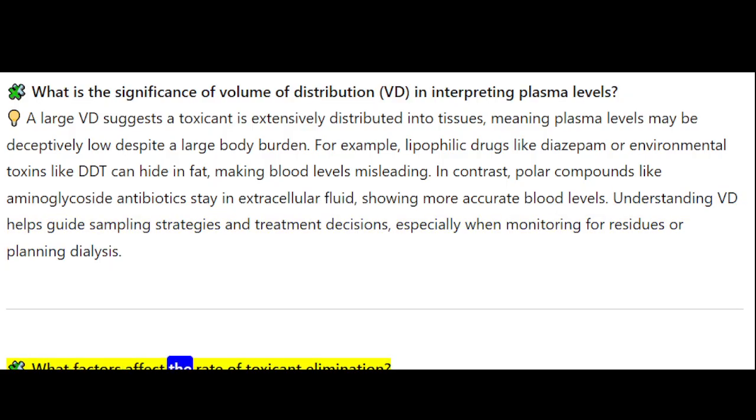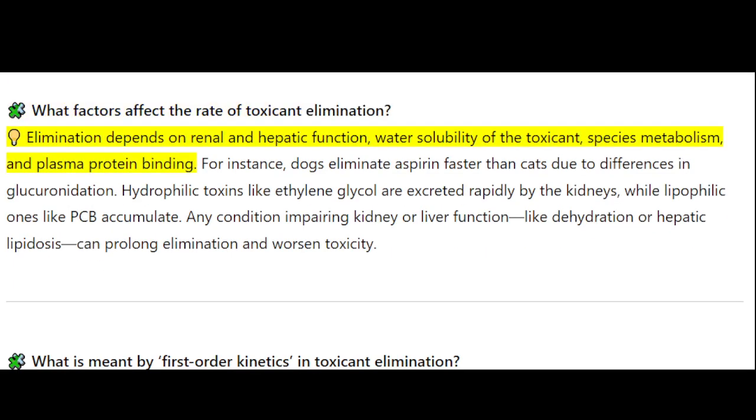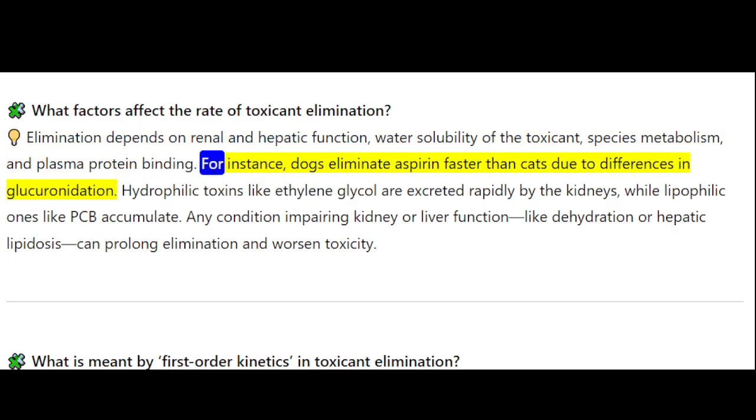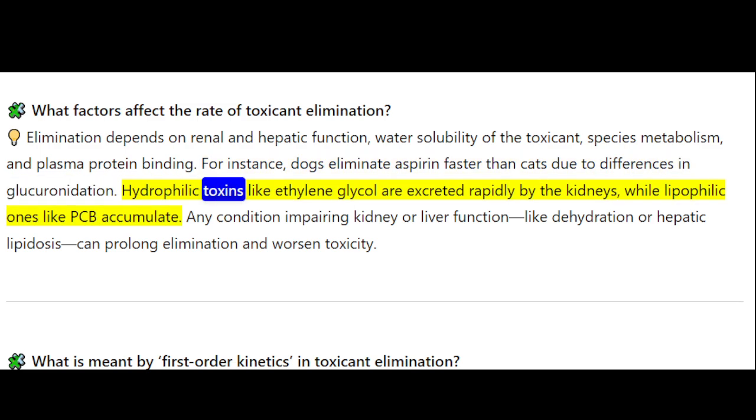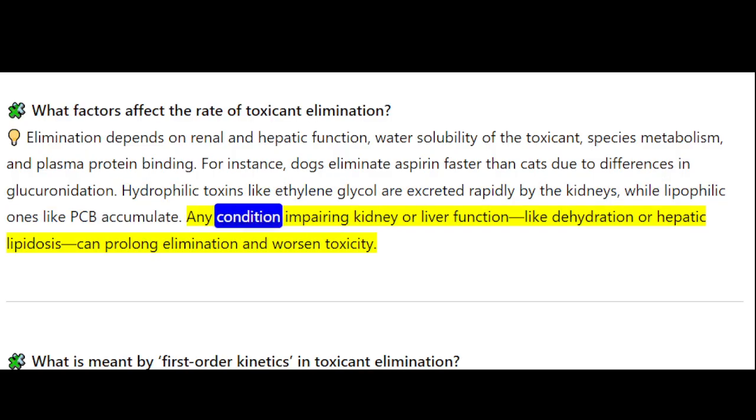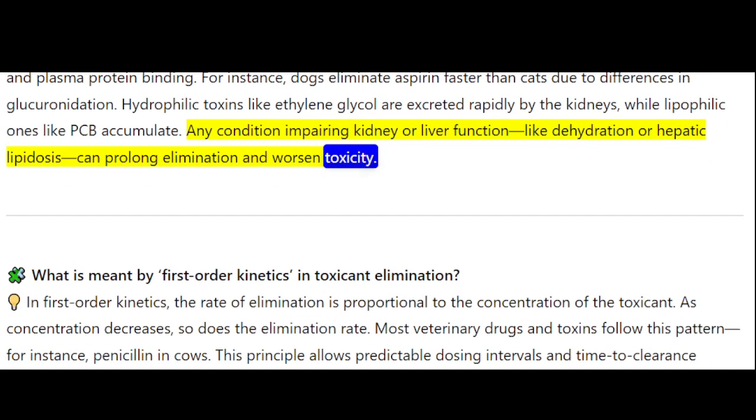What factors affect the rate of toxicant elimination? Elimination depends on renal and hepatic function, water solubility of the toxicant, species metabolism, and plasma protein binding. For instance, dogs eliminate aspirin faster than cats due to differences in glucuronidation. Hydrophilic toxins like ethylene glycol are excreted rapidly by the kidneys, while lipophilic ones like PCBs accumulate. Any condition impairing kidney or liver function, like dehydration or hepatic lipidosis, can prolong elimination and worsen toxicity.